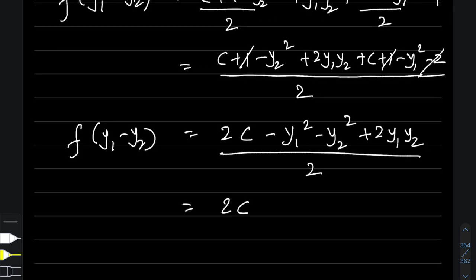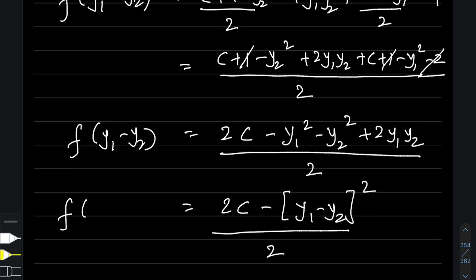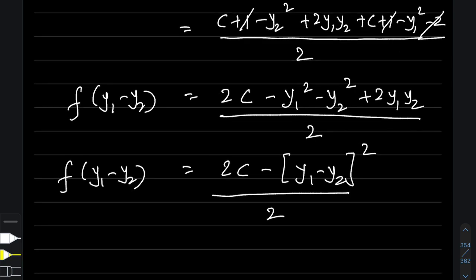Okay, so now let's write this term as y1 minus y2 whole square. So each of my viewers would agree with me that I can write this as y1 minus y2 the whole square, isn't it? Okay, so here we are with the last leg of simplification. Right?